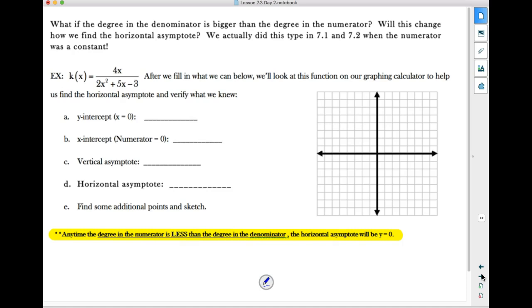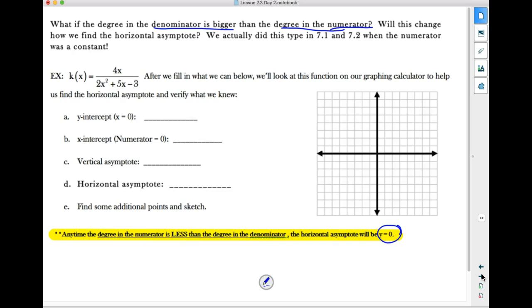Okay, now this is just talking again. Well, what if the degree of the numerator is bigger than the degree of the denominator? Okay, denominator is bigger than numerator. This is going to change how we find our horizontal asymptote. Actually, in the first couple sections, that's what we did. When the numerator was a constant, the numerator was smaller than the denominator, and we found out that it is always at y equals 0 when this happens.